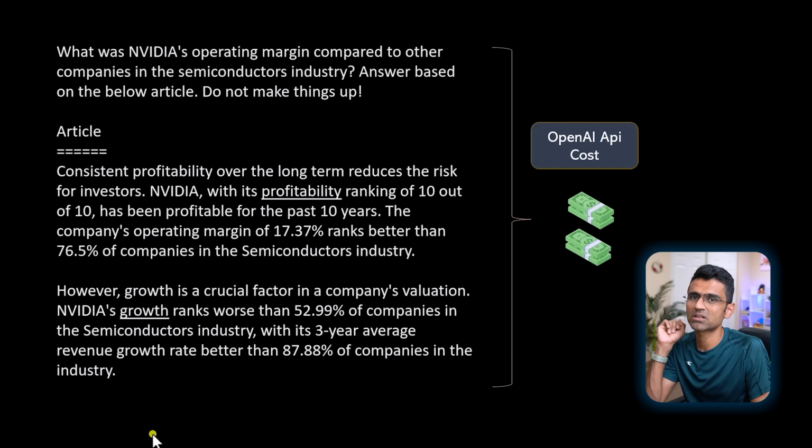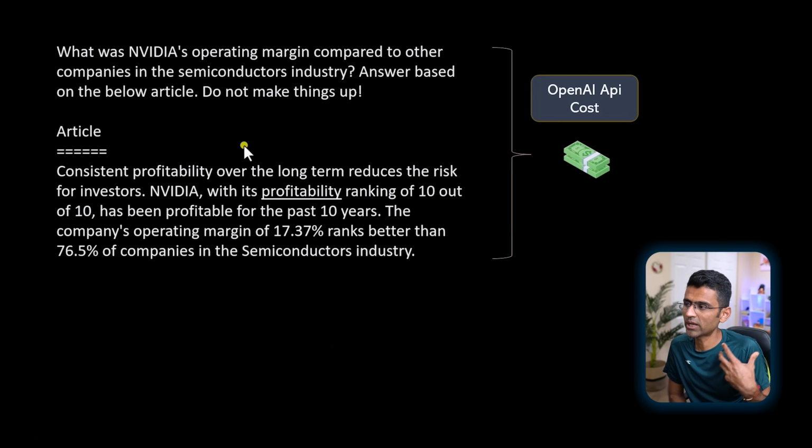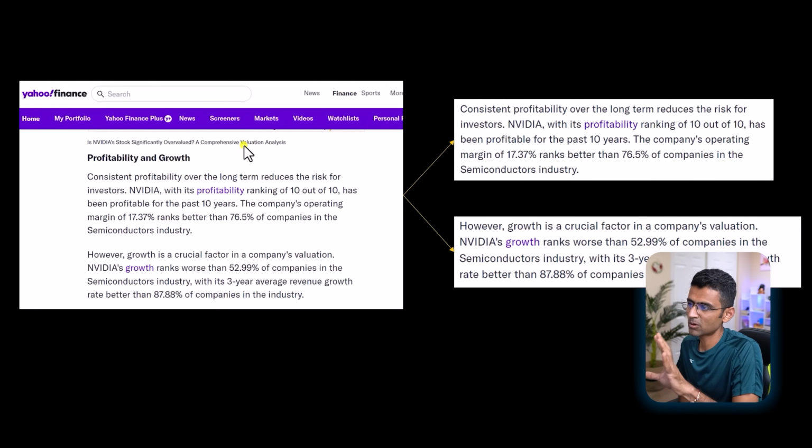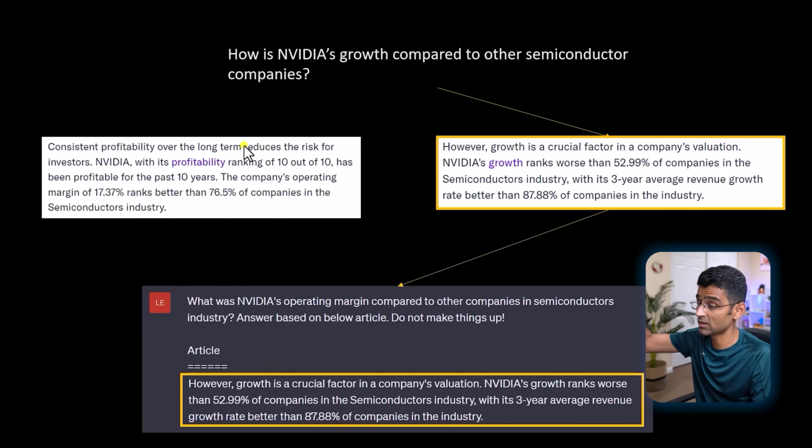But read the question carefully, folks. This is very interesting. The answer to this question is actually in the first paragraph. We don't have to supply the second paragraph. It is not necessary, because see, 17.37%, that's the answer. Therefore, you don't need to supply the second paragraph. So is there a way we can smartly figure out that, okay, for this question, I need to give only this much chunk? If you do that, you will save a lot of money on your OpenAI bill. So just think about this article as 2 different paragraphs, and based on the question, you can figure out which paragraph to supply in your prompt.